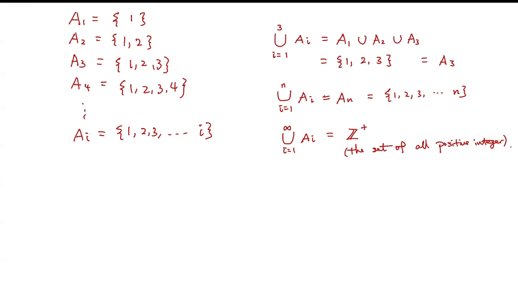Now let's look at the intersection. If you take the intersection from 2 to 4 of Ai, what will the intersection give you?